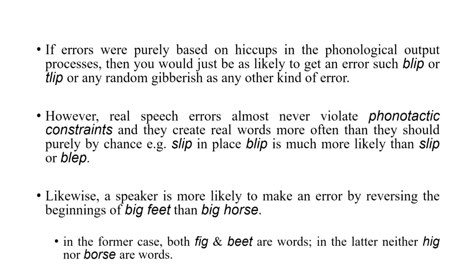But if you look at the type of speech errors people commit, you will find that speech errors, mainly sound exchanges, never really violate the phonotactic constraints of a given language. They end up creating more word errors as opposed to non-word errors. For example, if a person is asked to say big feet again and again, they are more likely to reverse the first sounds of big and feet and end up saying fig beat, much more likely than if they were asked to say big horse. The chances of an error happening here are much lesser than for big feet.